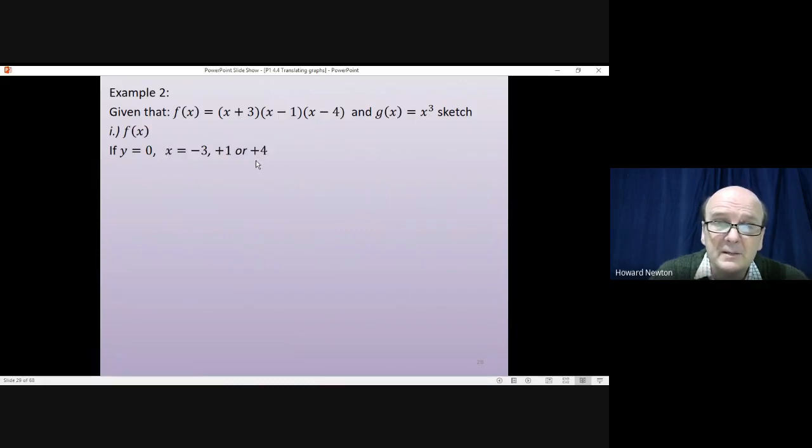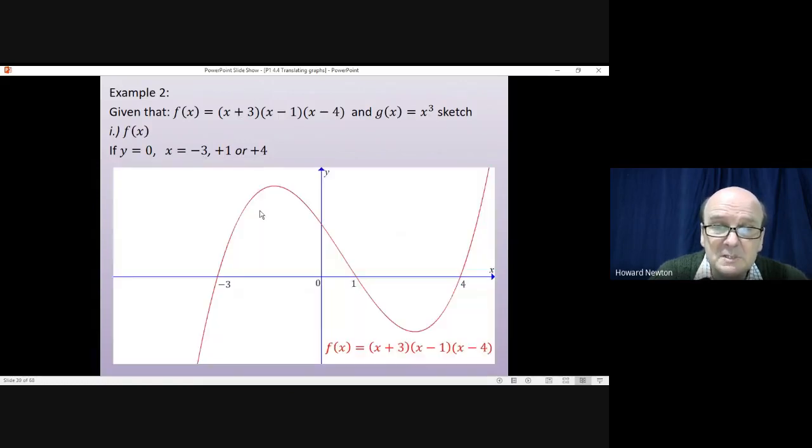It's a right way up cubic, so it'll start bottom left, finish top right, and cross at those 3 points. So it must look something like that. Starting here, crossing at minus 3, 1, and 4. And the crossing point on the y-axis will be where x equals 0. And if x equals 0, in these brackets, we just have 3 times minus 1 times minus 4, which gives us plus 12. So the crossing point on the y-axis will be at plus 12.